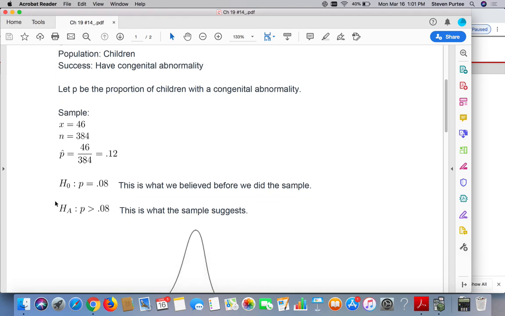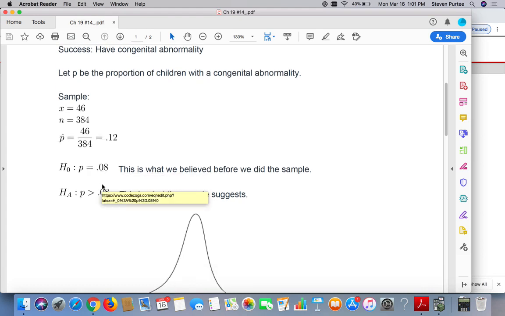So we write our hypotheses. The null hypothesis is that nothing happened. The rate is still 8%. P equals 8%. And then the alternative is, oh no, the rate increased. The rate of abnormalities is now bigger than 8%. Notice we have the same number here. These will always be the same number.